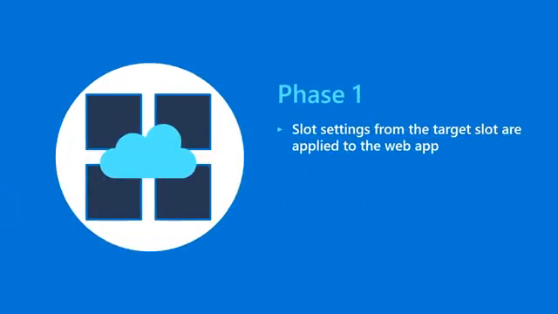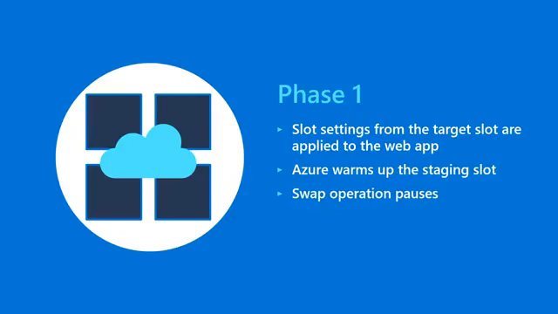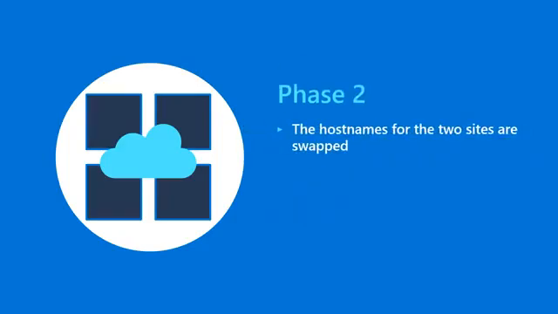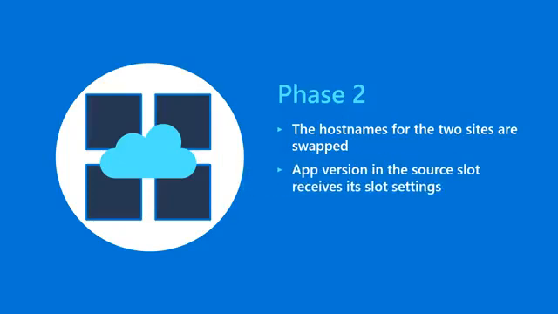To help you discover problems before your app goes live into production, Azure App Service offers a Swap with Preview feature. When you choose this option, the swap proceeds in two phases. In Phase 1, slot settings from the target slot are applied to the web app in the source slot. Then Azure warms up the staging slot. At this point, the swap operation pauses so you can test the app in the source slot to make sure it works with the target slot configuration. If you find no problems, begin the next phase. In Phase 2, the host names for the two sites are swapped. The version of the app is now in the source slot and receives its slot settings.